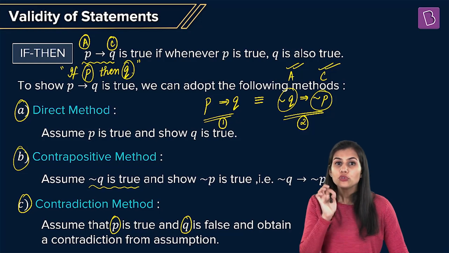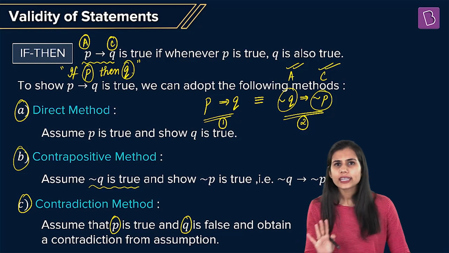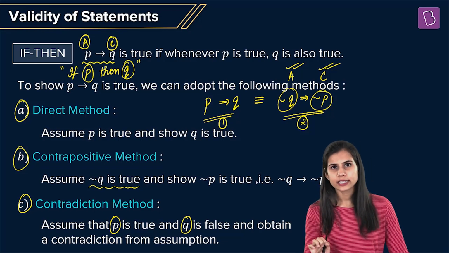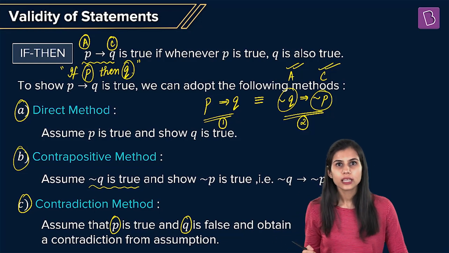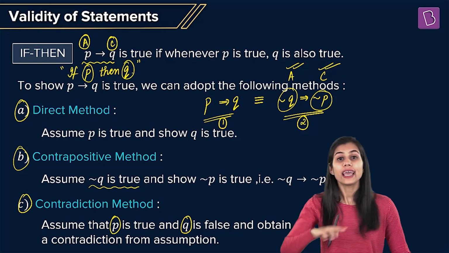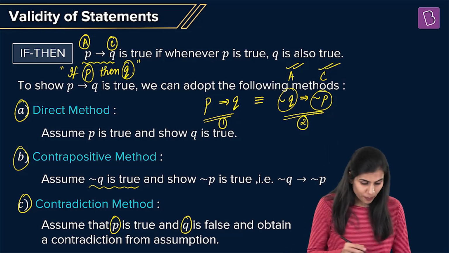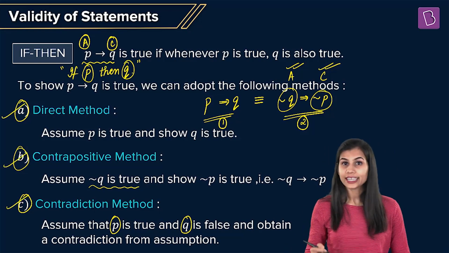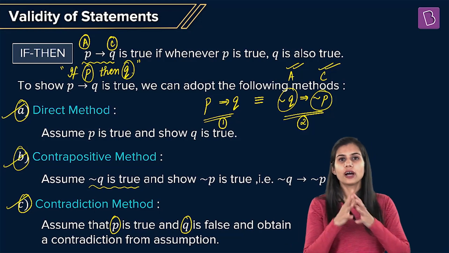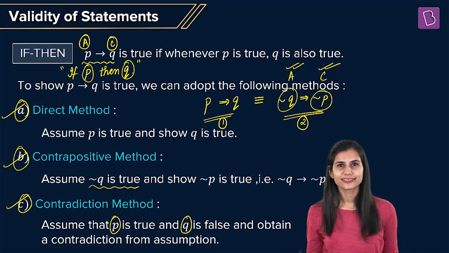With this assumption, you reach some situation which is completely invalid, non-existent. And that makes you conclude in the next step that your assumption was wrong. If P is true, Q cannot be false. If P is true, Q has to be true, and hence P implies Q will be true. Understood? So bingo, you have 3 distinct, beautiful methods to prove the validity of a P implies Q, that is, a conditional statement. Got it?